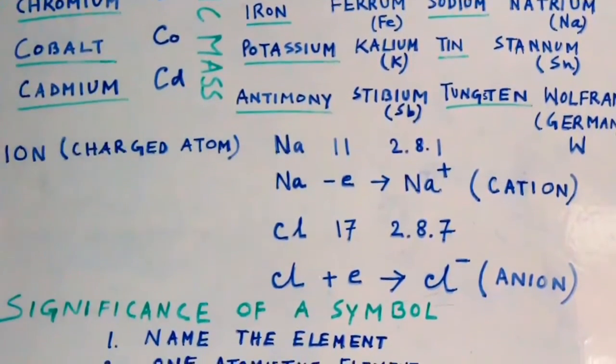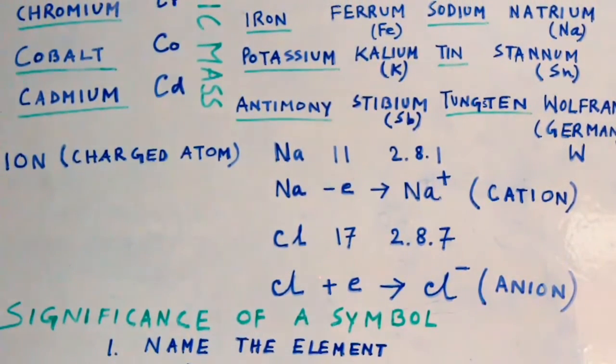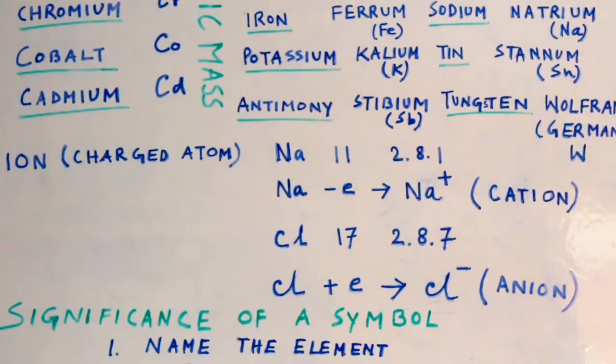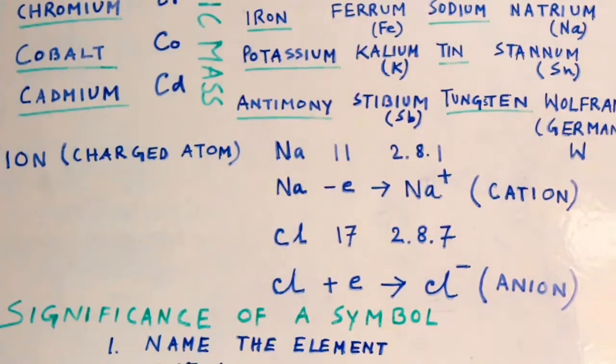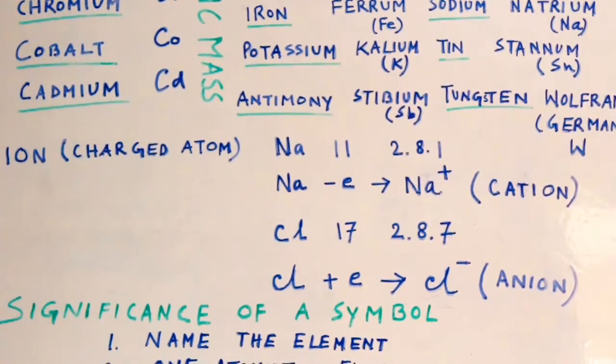Now what is this 11? 11 is the atomic number. If you want to write down, just write down what is atomic number. Atomic number is the number of protons within the nucleus, which will be equal to the number of electrons outside the nucleus. And here 2, 8, 1 is the electronic configuration.